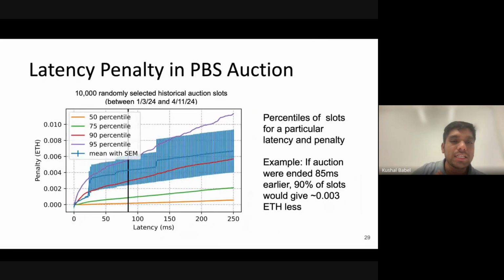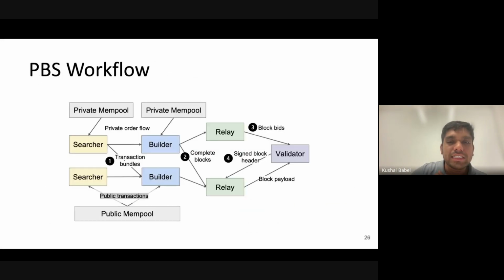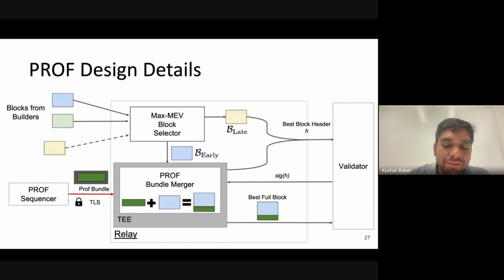So going back to this scheme that you have, this graph is comparing in how many of the times the enriched block, which is blue plus green, will be higher than the peach block, the late block, yellow block. So while you are appending the prof bundle, how much does the bid improve in the MEV auction? That makes sense. Yeah, thanks so much for that.